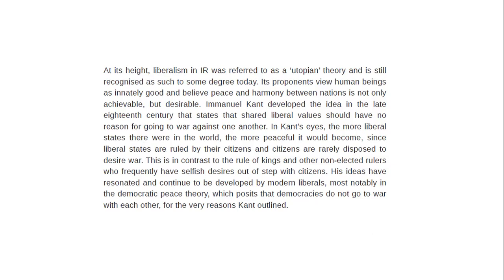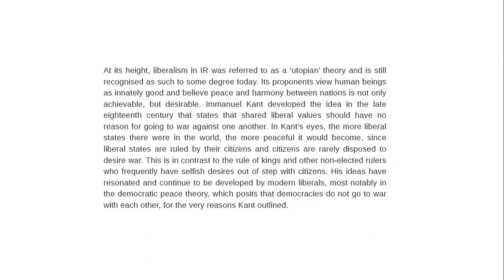But unfortunately, people sometimes do irrational or foolish things, you know. In Kant's eyes, the more liberal states that were in the world, the more peaceful it would become. Since liberal states are ruled by their citizens, and citizens are rarely disposed to wanting or desiring war. This is in contrast to the rule of kings and other non-elected rulers who frequently have selfish desires out of step with citizens.